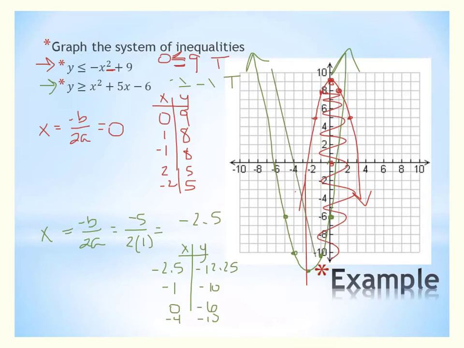And then you need to come back and shade darker where they overlap, which is going to be this section in here. Okay, so really the same thing, same principles as when you were doing linear inequalities. This is just now with parabolas.